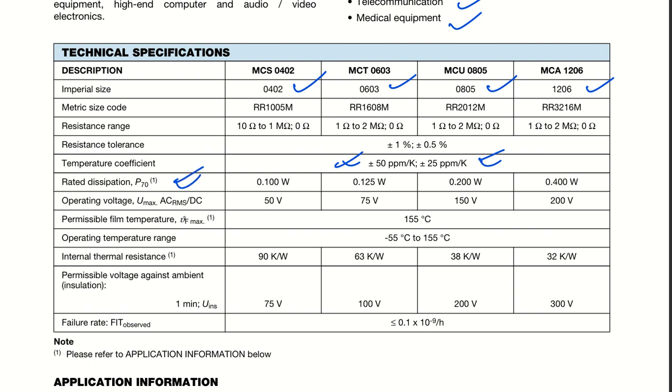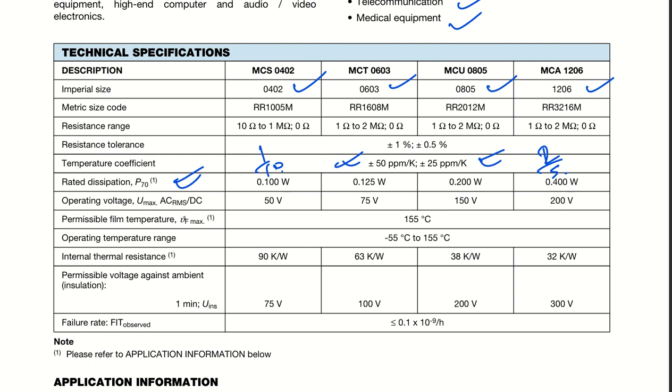We have power dissipation capacity. So 0402 itself is 1 by 10 watt. Earlier the 0402 series we saw for the thick film was 1 by 16 watt. Okay, so you can see with the same package it has higher power capability. This is going to be 1 by 8 watt, and this is 1 by 5 watt, and this is 2 by 5 watt. So 2 by 5 is 0.4 watt, right?